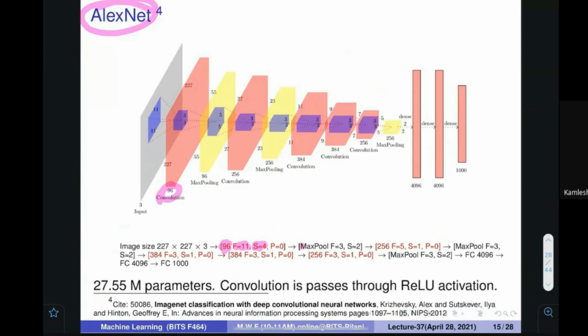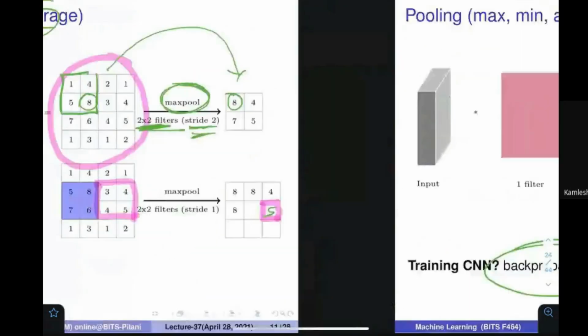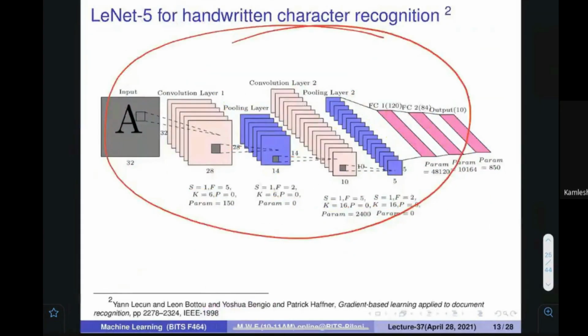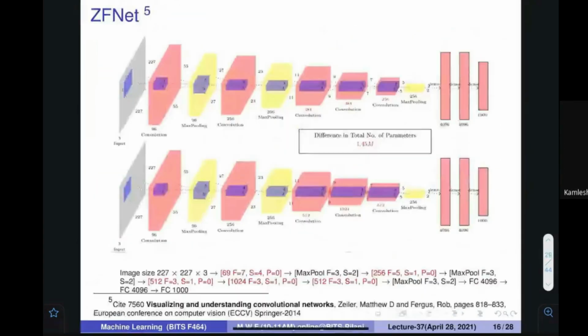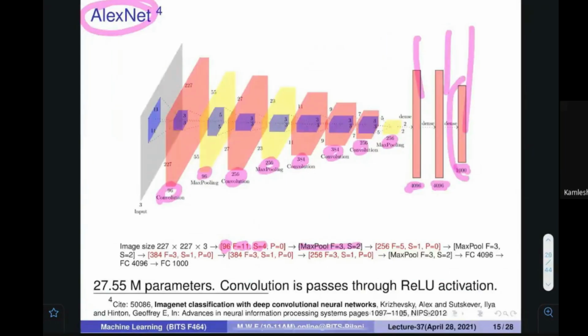Then after that, it applies max pooling with filter size 3 cross 3 and stride equal to 2. So you got max pooling. Then again there is a convolution, then max pooling, then convolution, then convolution, then convolution, then max pooling. After that, 3 fully connected layers having 4096, 4096, and 1000. Why 1000? Because you know that in this particular database, the ImageNet challenge, 1000 categories were there, right? So at the last layer, there are 1000 categories.